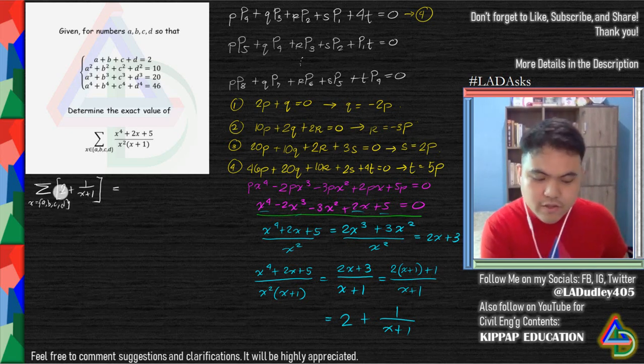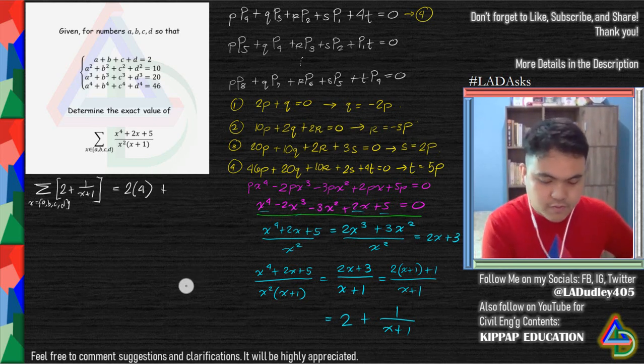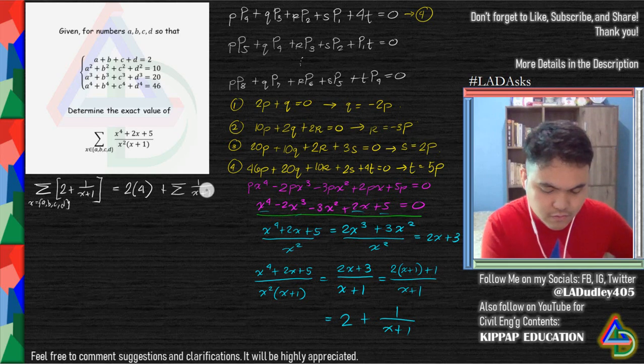Ibig sabihin dito, yung kay 2, mauulit lang siya 4 na beses, di ba? So 2 times 4, plus yung summation na lang nung 1 all over x plus 1 yung poproblemahin natin. Di ba? Summation ni 1 over x plus 1, wherein x ranges over the values of x here.